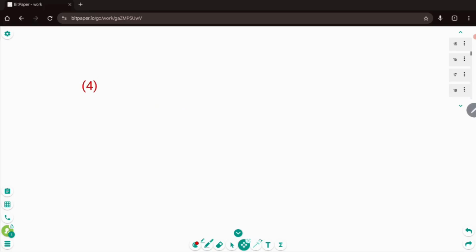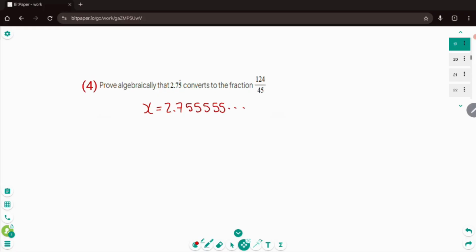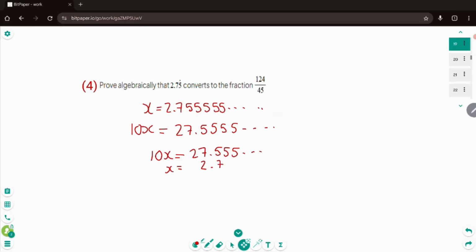Now, these next three do become gradually more complicated. Let's start this one out the same. It's just the 5 that recurs here, because the dot is just above the 5. Because it's a single digit recurring decimal, let's multiply it by 10. 10x minus x is 9x. All these 5s become 0. 27.5 take away 2.7 is 24.8.